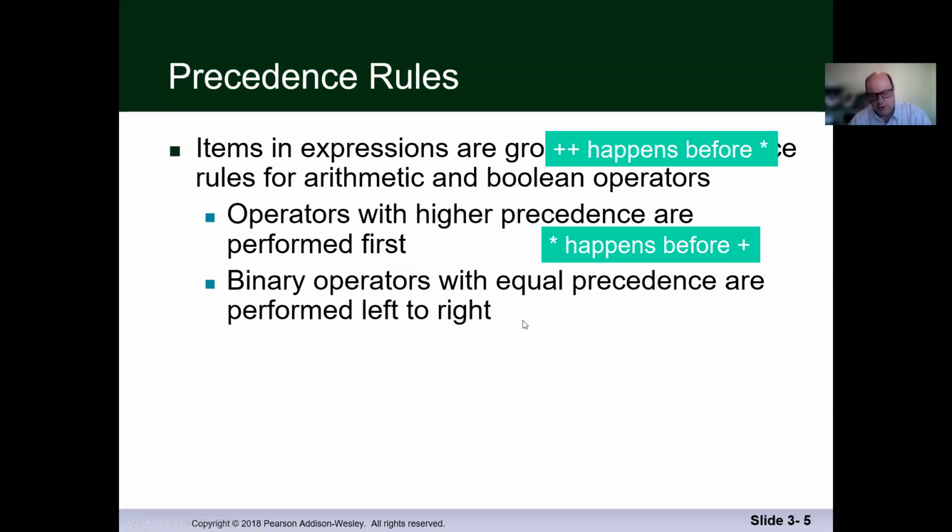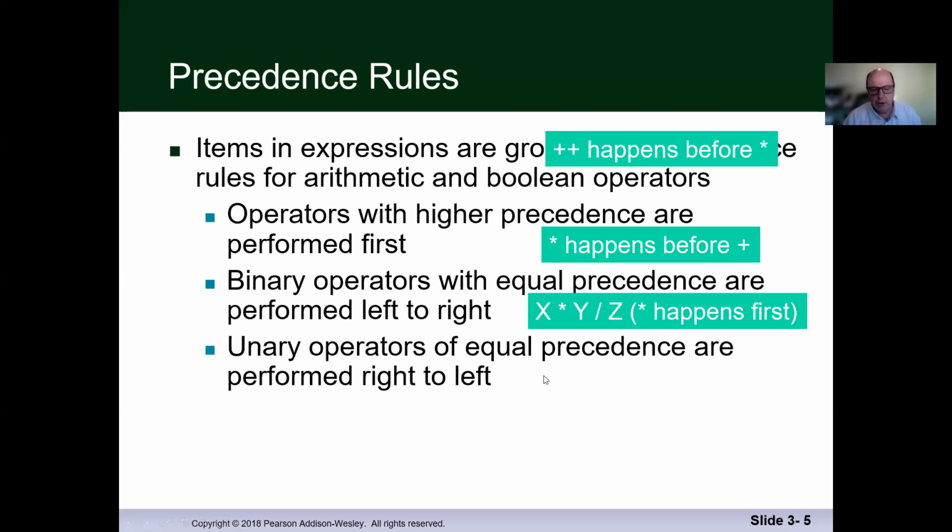The second part, which is also coming from math: if they have the same level of precedence, it's going to go from left to right. Addition and subtraction are the same level, and multiplication and division are on the same level. So if I have a mixture of multiplication and division, the left one is going to happen first. It doesn't matter if it's multiplication or division. For example, with an expression like x times y divided by z, because they are on the same level, the left one is going to happen first.